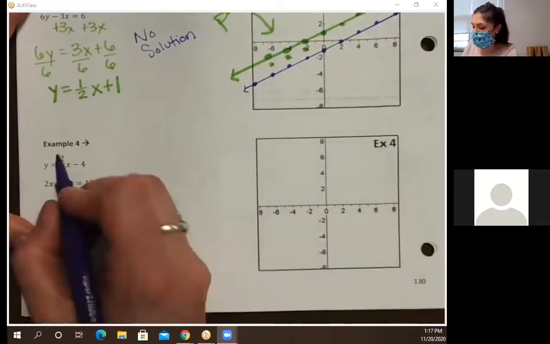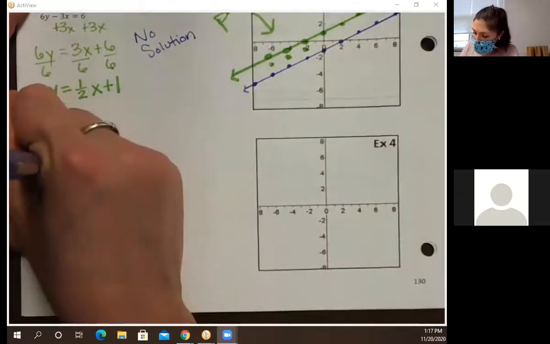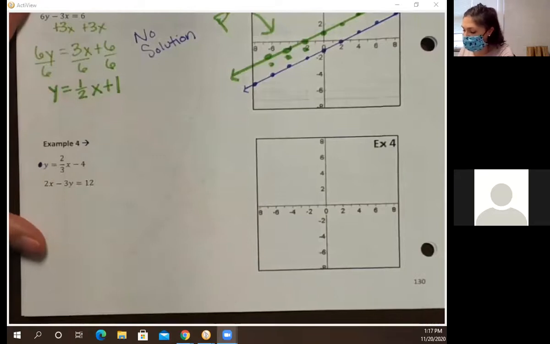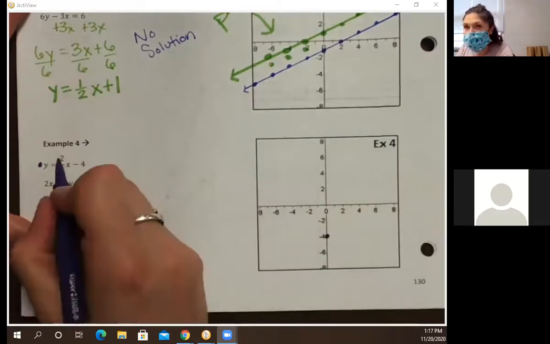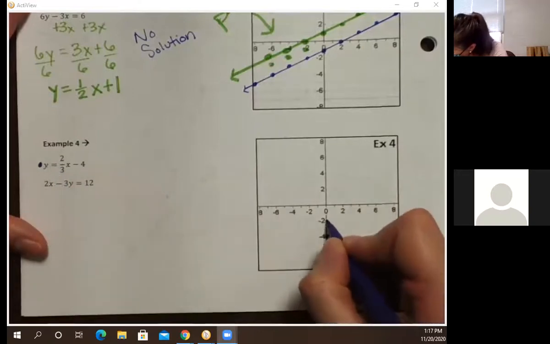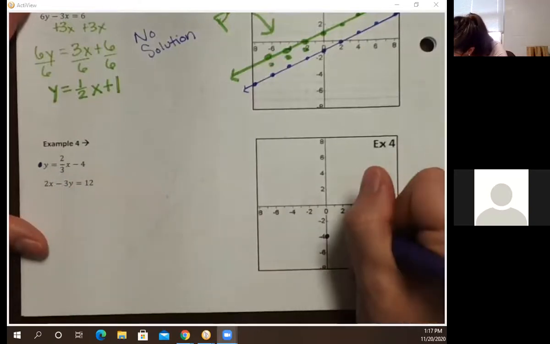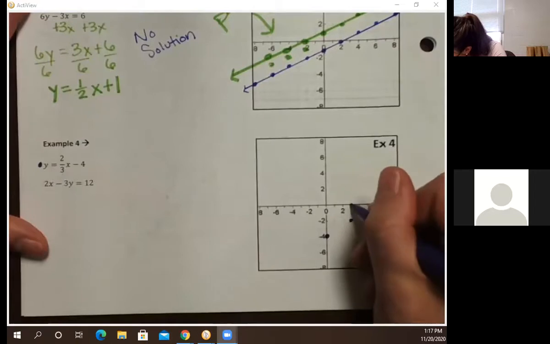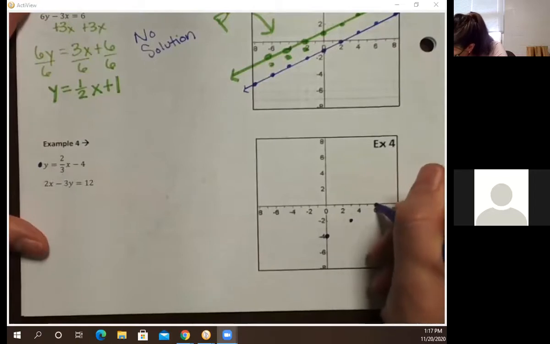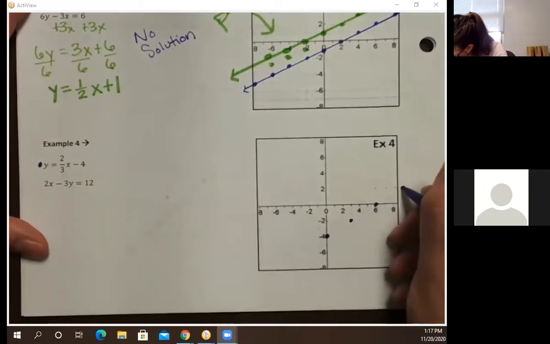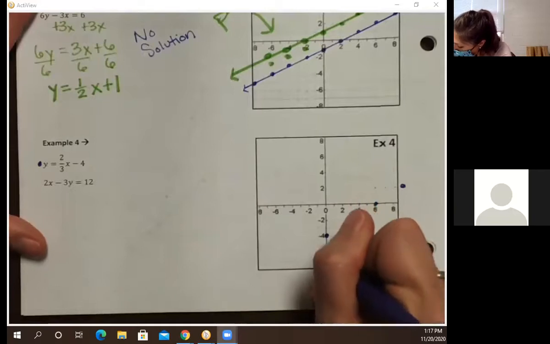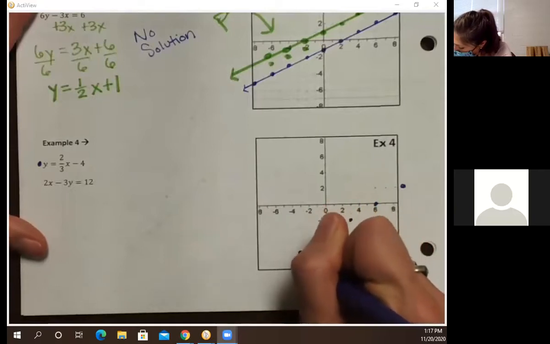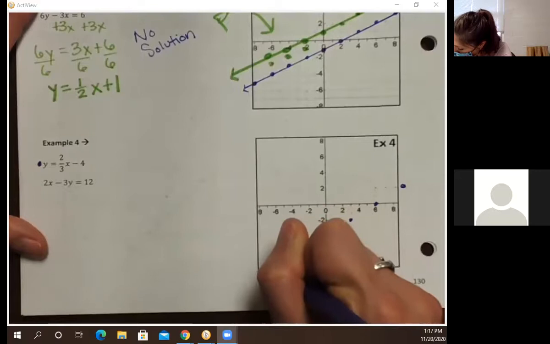For example 4, again, 2 equations. So I'll start by graphing this first one. My y-intercept is at -4. My slope is 2 over 3. So I'll go up 2 over 1, 2, 3. Up 2 over 1, 2, 3. Up 2 over 1, 2, 3 is out here somewhere. And then down 2, back 1, 2, 3, down 2, back 1, 2, 3.